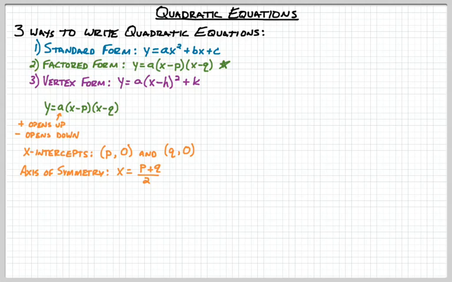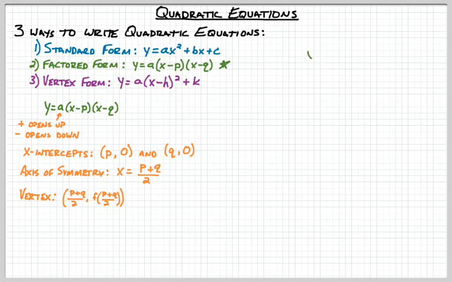And like I said before, anytime you have the axis of symmetry, you can find the vertex by simply plugging the value of p plus q over 2 back into the equation and solving for y. So we say f of p plus q over 2.